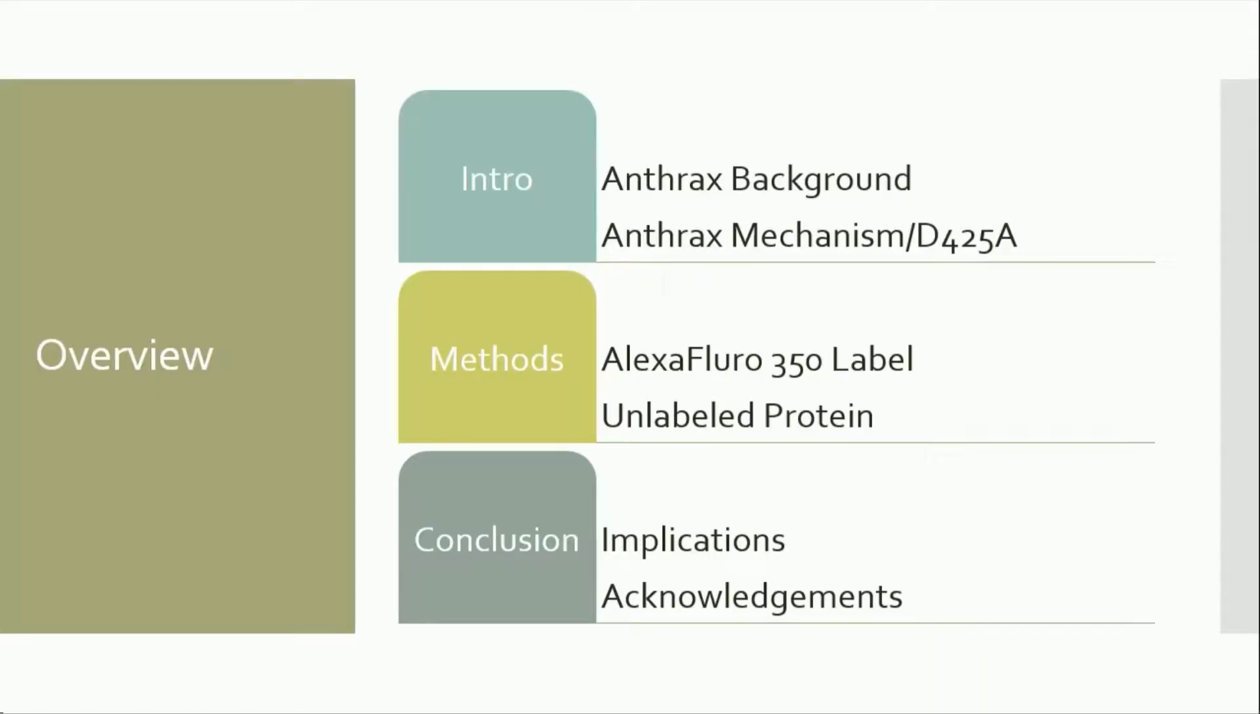First I'm going to go over an overview of what I'm going to be talking about today. I'm going to start off with the background of anthrax and how it works. I'm going to get into the precise mechanism of anthrax, exactly what components make it form a pore, and a mutant that we worked on, the D425A protein. And then I will continue with my research, how I started with an Alexa Fluor 350 label, and then I went on to do research on an unlabeled protein. And I will finish off with the implications of my research and acknowledge those who helped me.